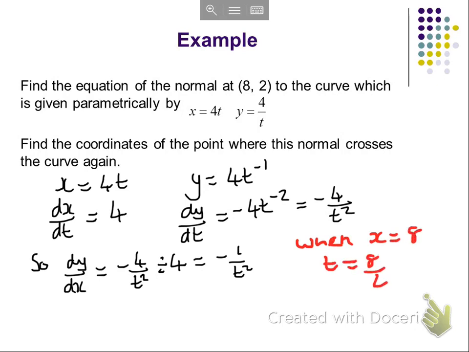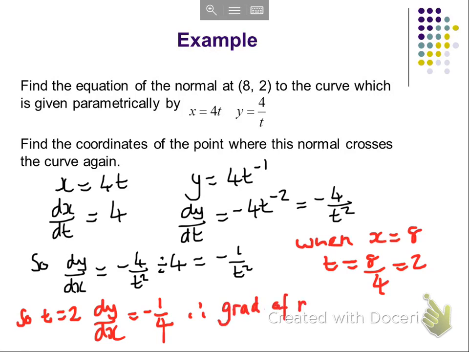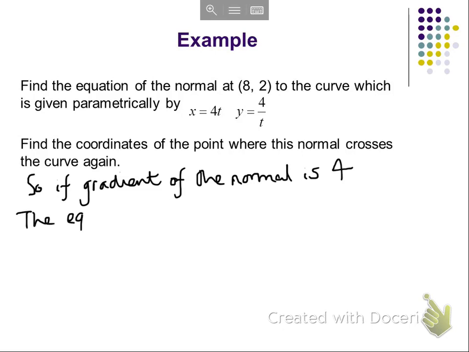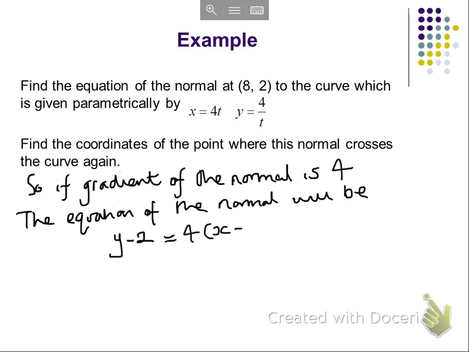So when x equals 8, we can say t equals 8 over 4, which equals 2. So when t equals 2, dy by dx will equal minus 1/4. So the gradient of the normal at the point 8, 2 is going to be equal to 4. So if the gradient of our normal is 4, then the equation of our normal at the point 8, 2 is going to be, so the equation of the normal will be y minus 2 equals 4x minus 8. So y will equal 4x minus 30.